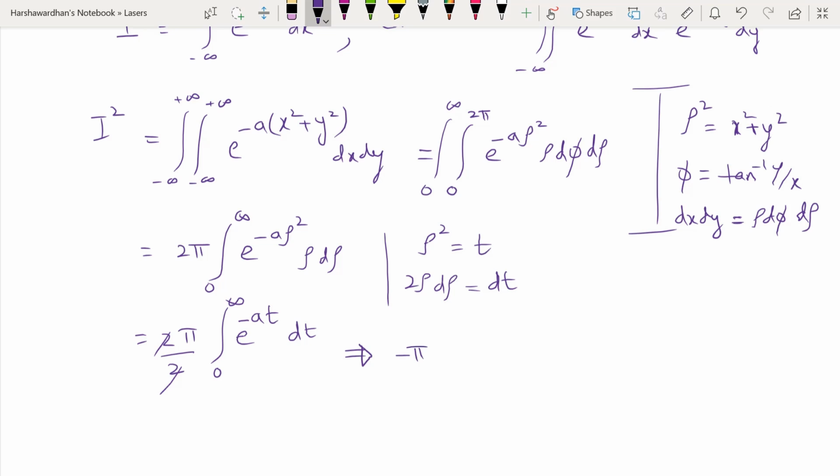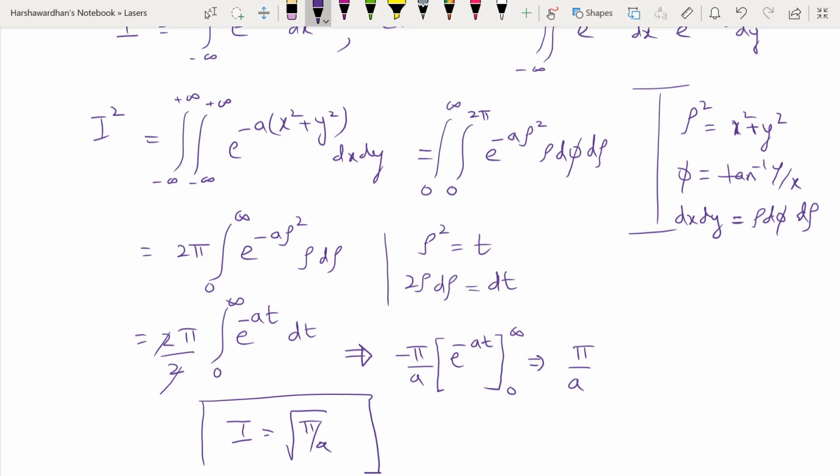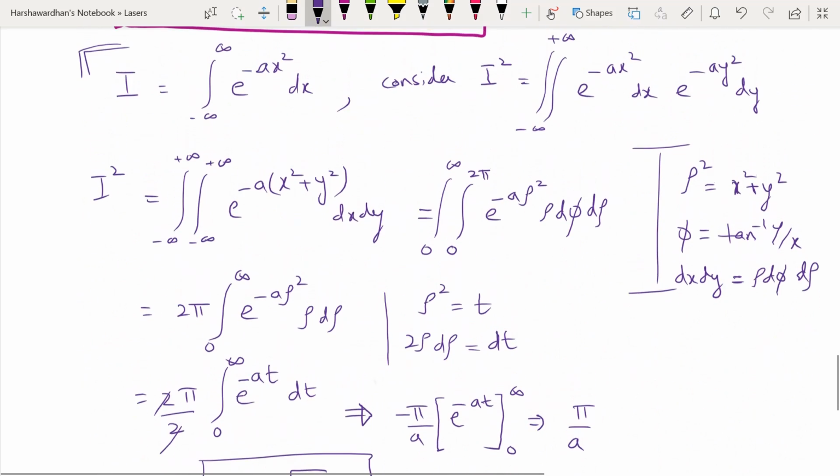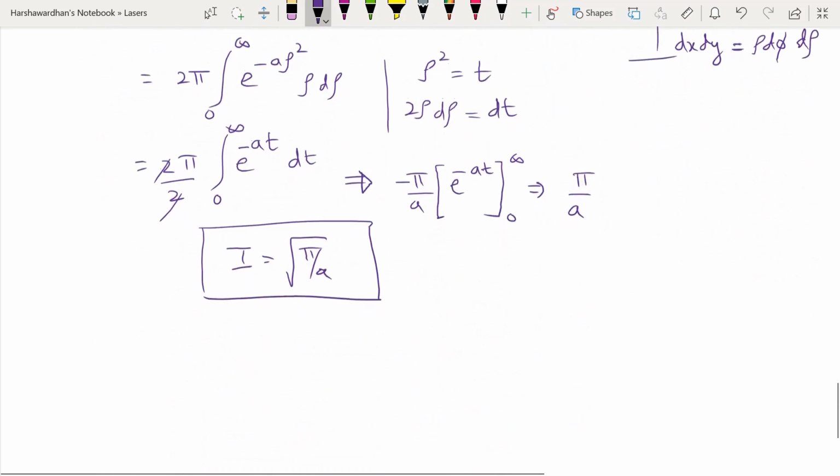Now I can integrate this, and it simply becomes minus pi by a exponential minus at, integrated from 0 to infinity, which gives me pi by a. So you see that my I now becomes square root pi by a, which is precisely the value of this integral. So this is a neat trick that one uses by transforming from Cartesian coordinates to polar coordinates.